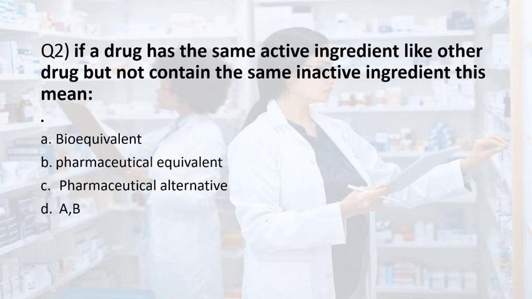Question 2: if a drug has the same active ingredient, acetaminophen, as other drugs but does not contain the same inactive excipients, such as colloidal silicon dioxide, magnesium oxide and many more, what is it? A. Bioequivalence means the same work inside the body, similar blood concentration and same effect. B. Pharmaceutical equivalence means similar dosage form, made perhaps by a different manufacturer. C. Pharmaceutical alternative means different dosage form. D is A and B. The correct answer is pharmaceutical equivalent, because the dosage form is similar, perhaps from a different manufacturer, so with different excipients.